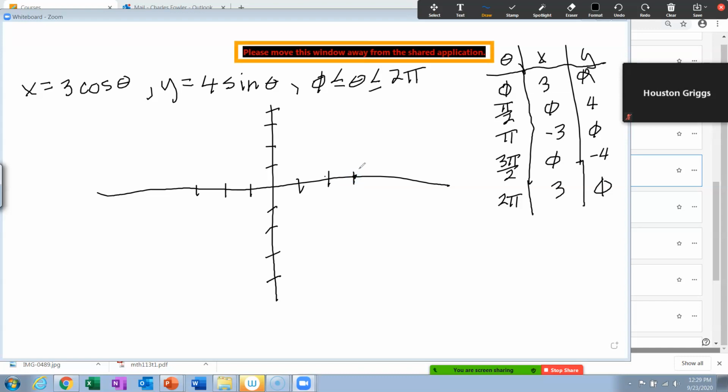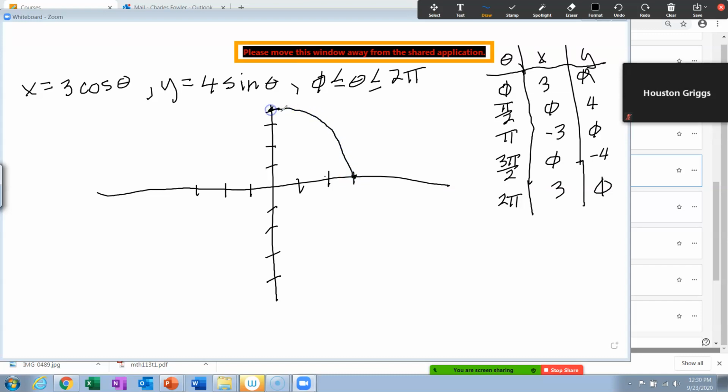Now, as theta increases, we'll go on and plot the next point. As theta goes up to pi halves, your x is 0 and your y is 4. So we're up here. Now, how do we get there? Your x's were decreasing in value at the same time your y was increasing in value. Everything was positive there. So basically you have a shape that looks something like that.